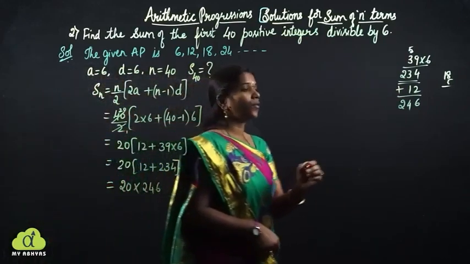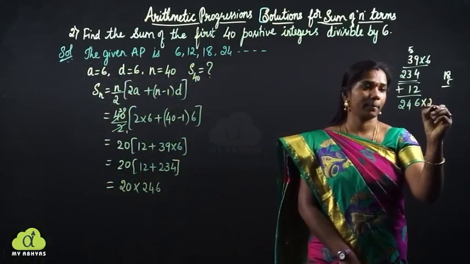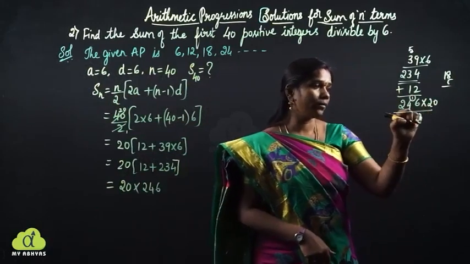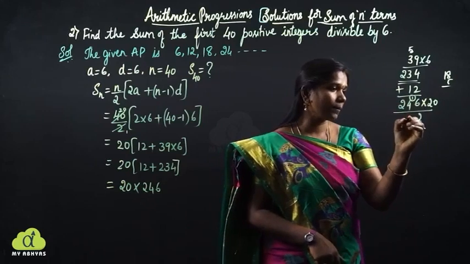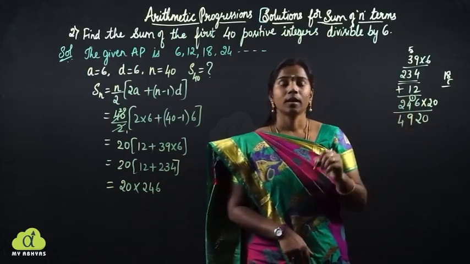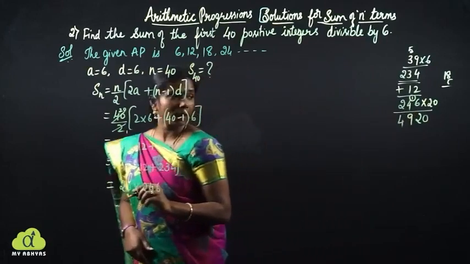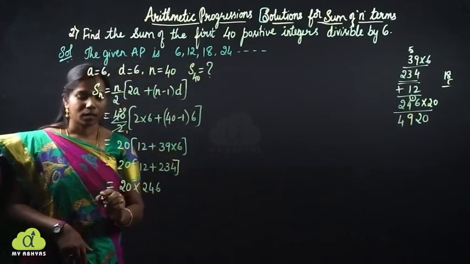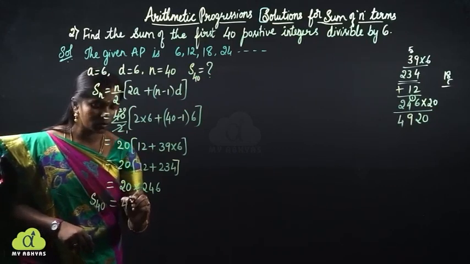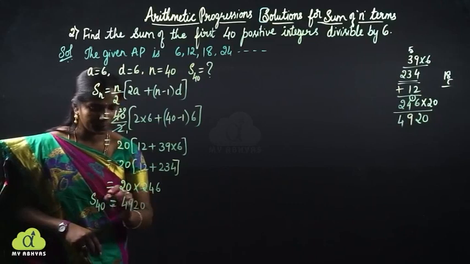Now, 246 into 20. 6 2s are 12, 1 carry over. 4 2s are 8, 8 plus 1 is 9. 2 2s are 4 and 0. It is 4920. So S40 is equal to 4920.